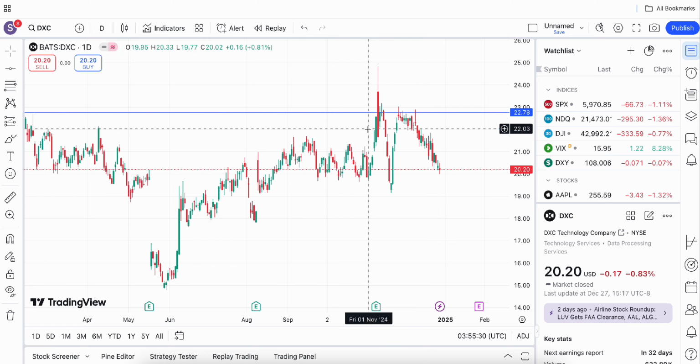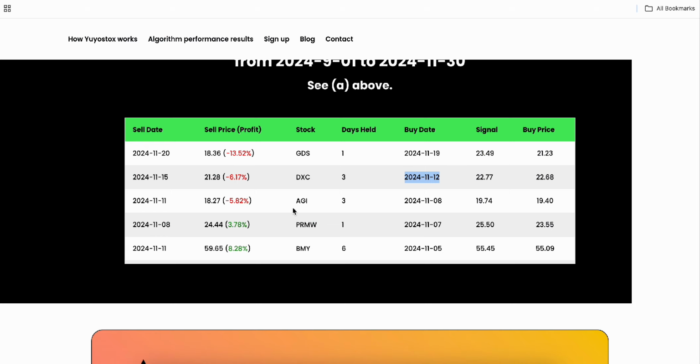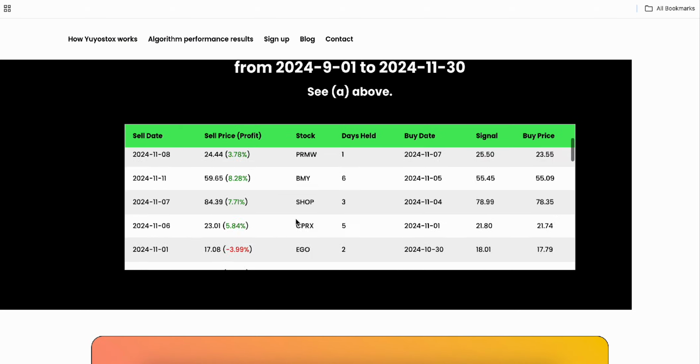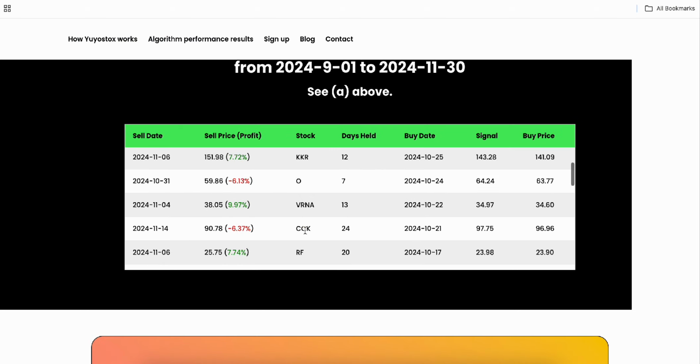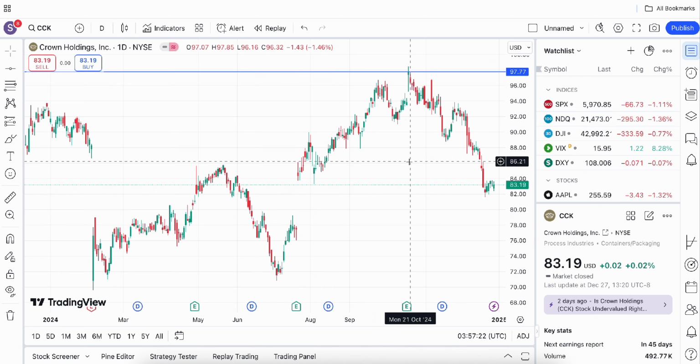So that I think is what to improve on this algorithm, which seems elementary, but I think that machines, or the current state of these softwares, are not that good. Let's look at the last example, CCK. CCK, again, 6% loss, bought on October 21. October 21. We see the exact same problem.